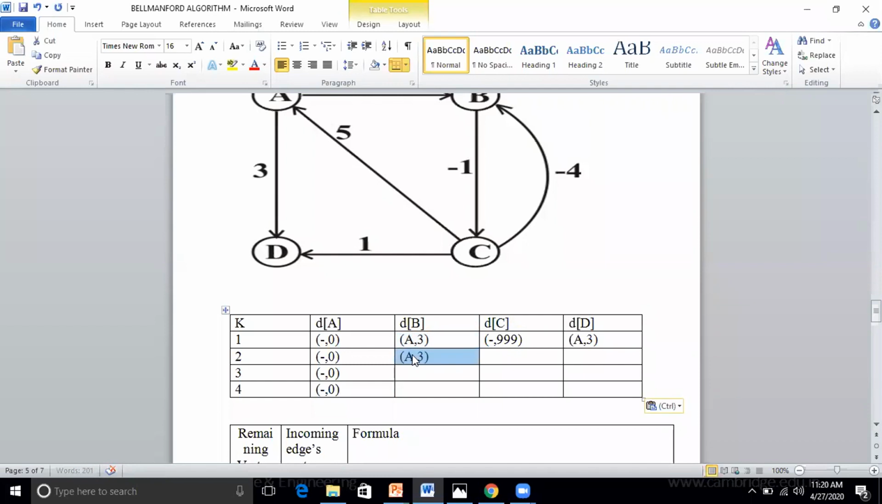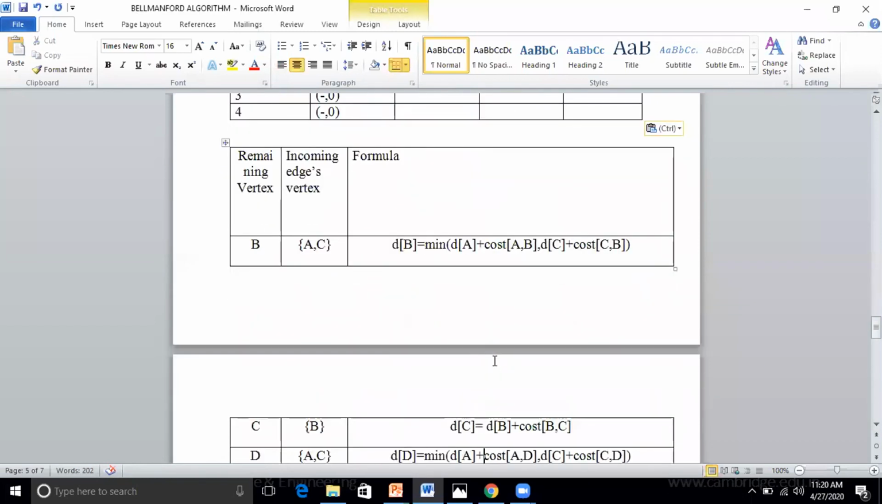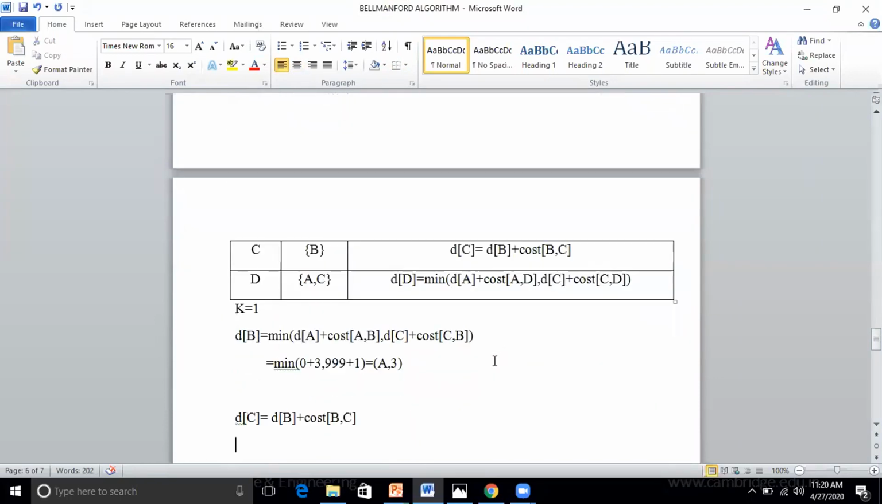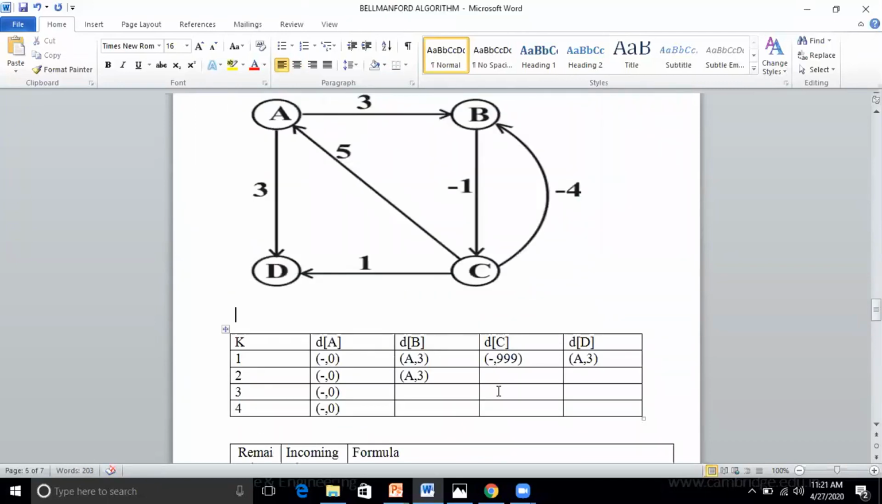Yeah, A comma 3. What about C? What is the formula for C? Distance of B. What is distance of B we got in the previous iteration? 3 plus minus 1. 3 minus 1, what do you get? 2. Via which node? B comma 2. Yes, sir. So it is B comma 2.